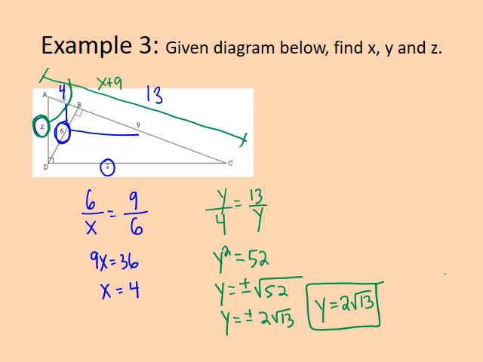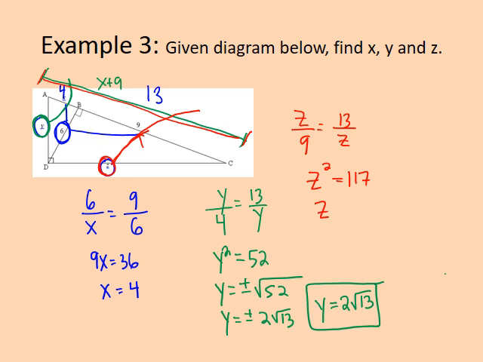Now our last geometric mean relationship is z. Z is the geometric mean between its closest part of the hypotenuse and the entire hypotenuse, which is 13. So z occurs twice, because it's the geometric mean relationship, and it's the geometric mean between its closest side, which is 9, and the entire hypotenuse, which is 13. So when we cross multiply, we get z squared equals 9 times 13, which is 117.